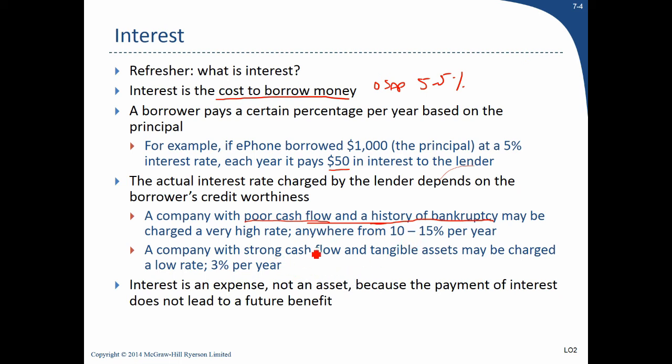If you have strong cash flow, tangible assets, if you have a land and building with no mortgage on it, you can borrow against, right? That's low risk. Even if the company goes under, the land is still there. The bank can take the land or the building. So that's how banks determine if you're 10 to 15% or if you're 3%. Interest is an expense. You'll always see interest expense in the statement of operations. It's not an asset because a payment of interest does not lead to a future benefit. Right? Interest only arises over time as we continue to borrow the money.